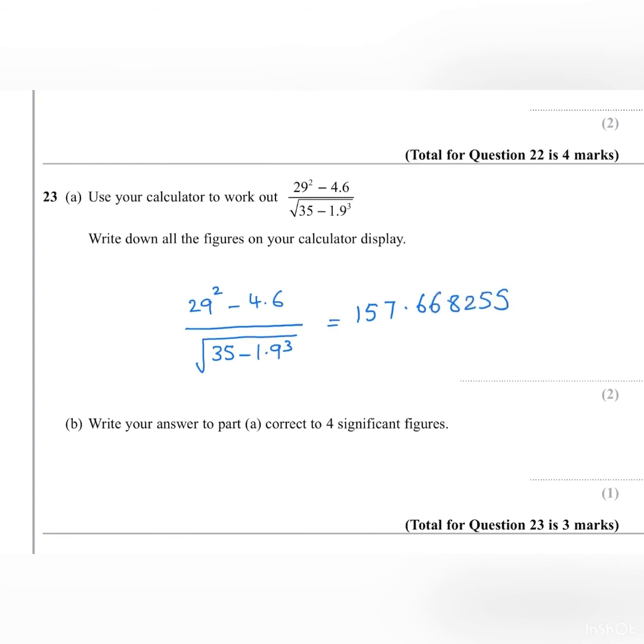157.66825. And it says round your answer to 4 significant figures. So these are the first 4 significant figures. If you look at the next number, that is 6, that is bigger than 5. So we add 1 to this. So that would be 157.7.